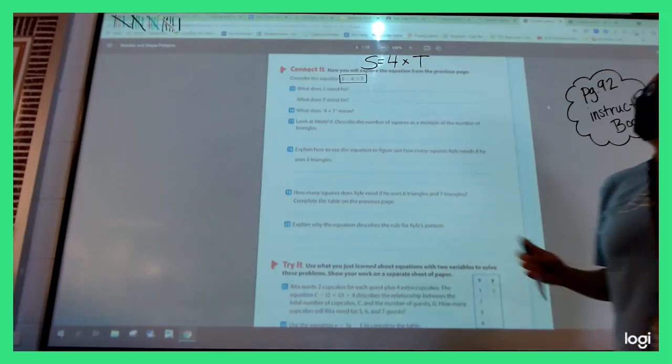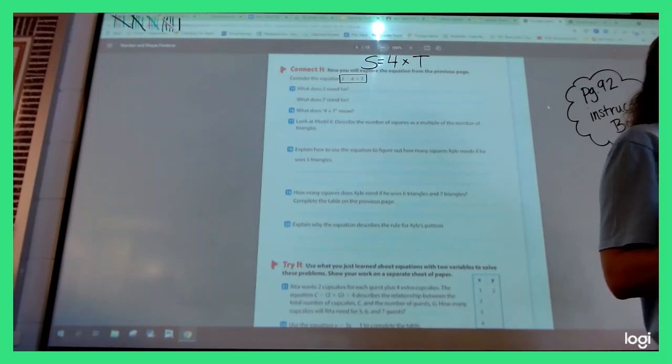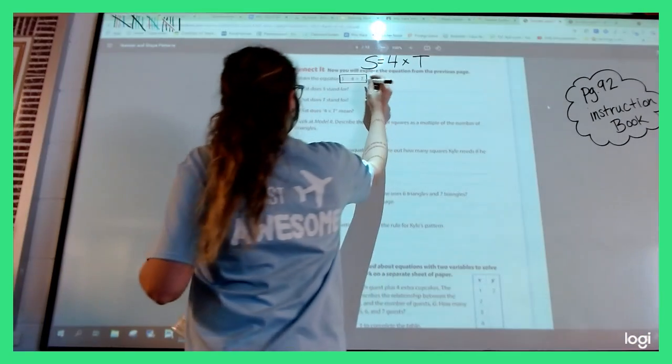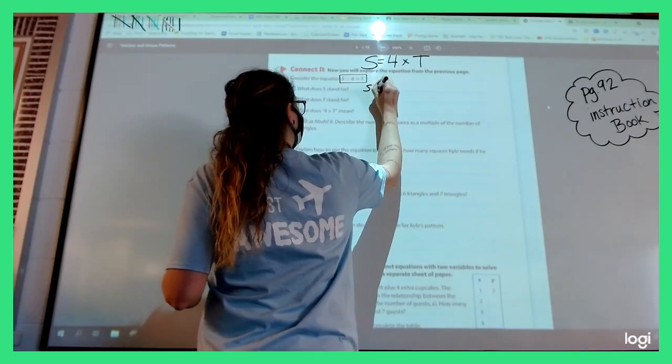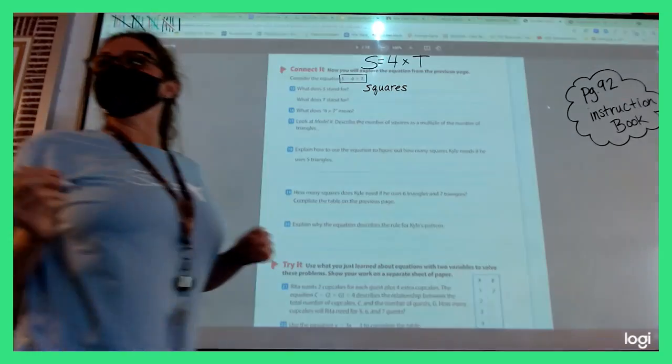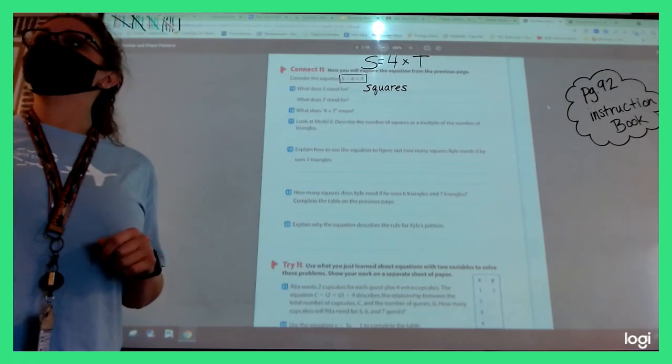Number 15. What does the S stand for? It stands for something. Dylan? Squares. So for 15, the first part we need to write squares. Make sure you are busy writing this with me at the same time I do. That's how you'll learn the most.